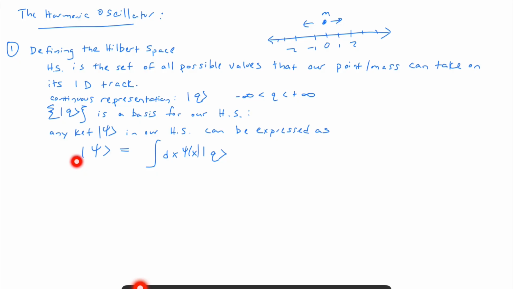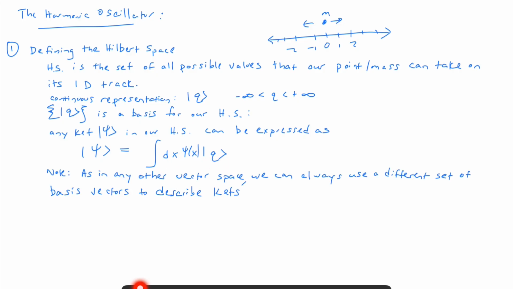By saying it's a basis, we just mean the following: that any ket psi in our Hilbert space can be expressed like this, as a sum over the basis vector kets Q. In this case, it's a continuous sum, so we'd use an integral. Every time we use an integral, we add the factor dx. And then this thing, which is actually called a wave function, is just the coefficient of each of these Q kets. We described our system right now using this basis over here, the Q basis or the position basis.